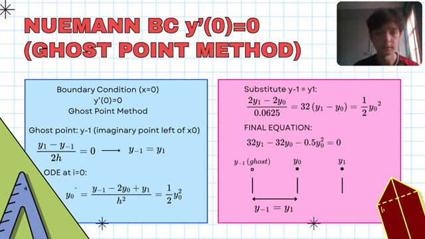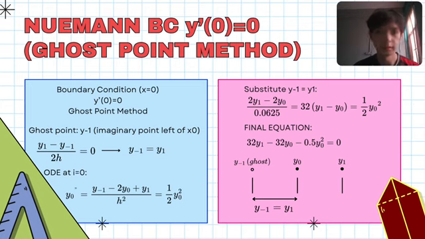The Neumann condition y prime of 0 equal to 0 is approximated with a central difference, y1 minus y negative 1 over 2h equals 0, which gives us y negative 1 equal to y1. That's the key relation. The ghost value equals the first interior value.